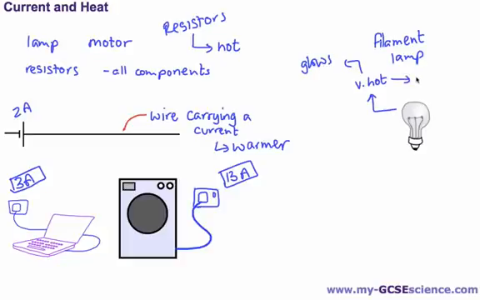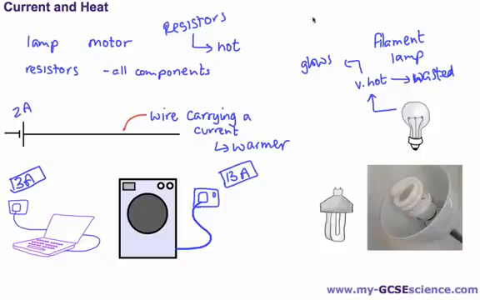Unfortunately, that heat is wasted. That heat is wasted to the environment, so this lamp here is not very efficient. If you wanted to have something that was a bit more efficient than a filament lamp, you can use something called a CFL, and that stands for compact fluorescent lamp.